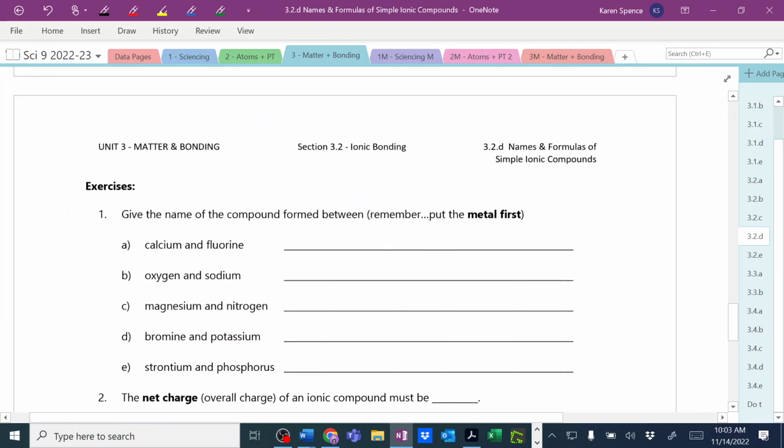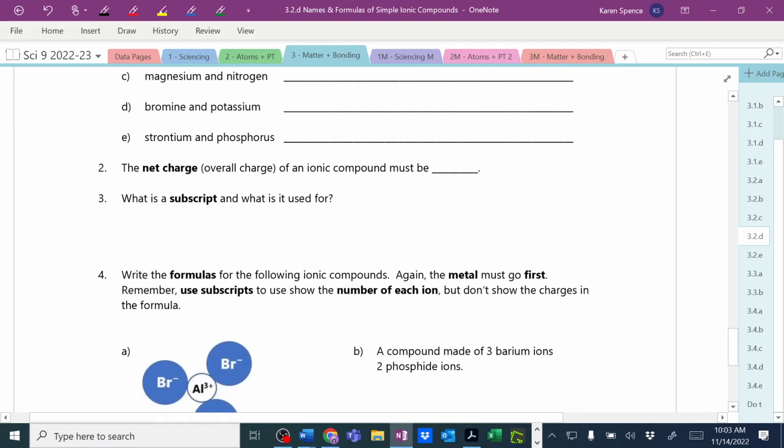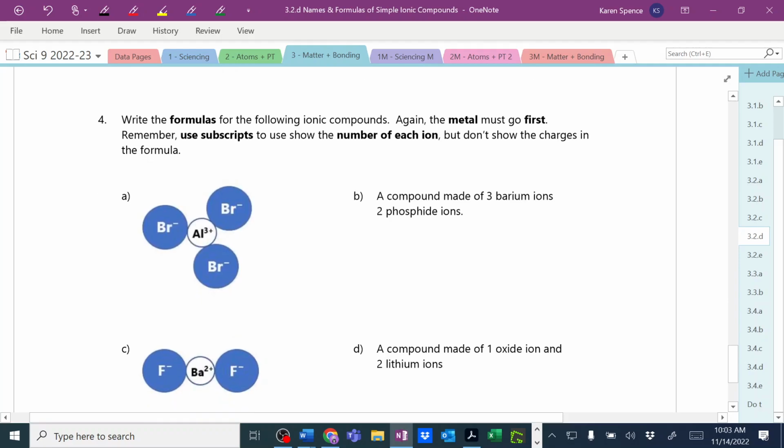All right, so we have some exercises here. And I just wanted to do the first couple of number 4 with you, because I find that when people get to number 4, they kind of go a little crazy. All right, so let's do the first one of number 4 together. We are going to write the formula for these ionic compounds. The metal has to go first, and you're going to use subscripts to show the number of each ion.